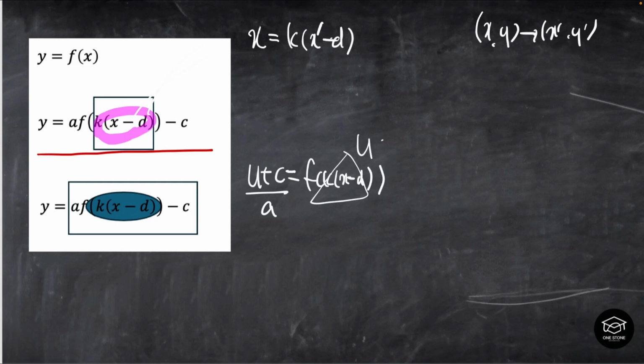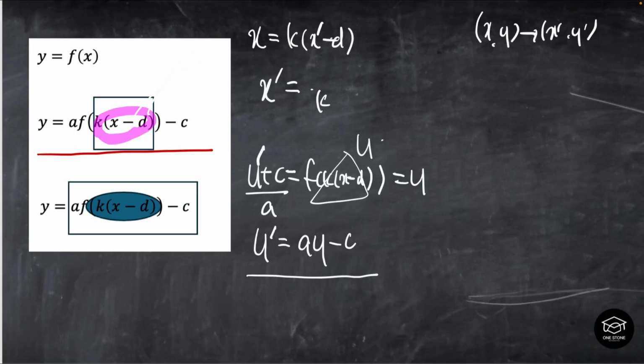If we treat that entire expression as y, then we get y equals (y prime plus c) divided by a. But if we want to keep the transformed function in its original form, y prime equals a times y minus c. So now we know how a point transforms. The new x-coordinate, or x prime, is x divided by k plus d, and the new y-coordinate, or y prime, is a times y minus c. This gives us the exact mapping between the original graph and the transformed one.